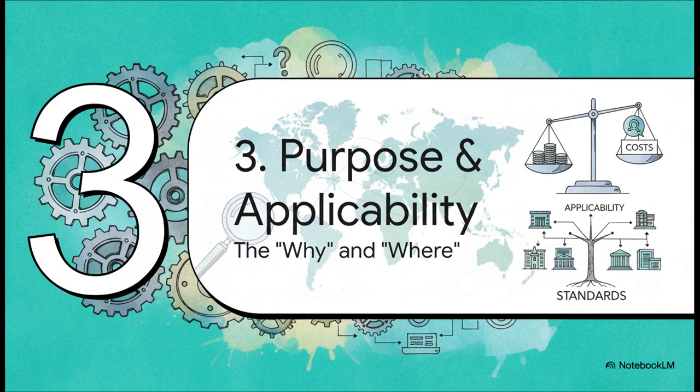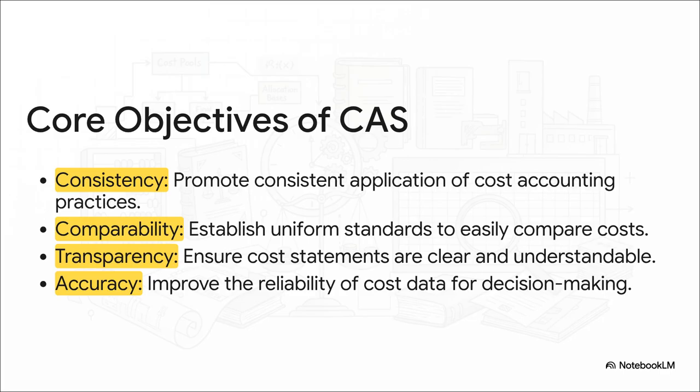Okay, so we know who makes them. Now let's talk about the why and the where. What are these standards actually trying to achieve, and when do you have to use them? If you look at these core objectives, you'll see they are a direct answer to the problems we talked about earlier. Remember the chaos? Well, CAS brings consistency. Remember the apples and oranges problem? CAS brings comparability, which is huge for benchmarking. And that lack of trustworthy data for decision-making, CAS aims for transparency and accuracy. It's basically a point-by-point takedown of the old, messy way of doing things.